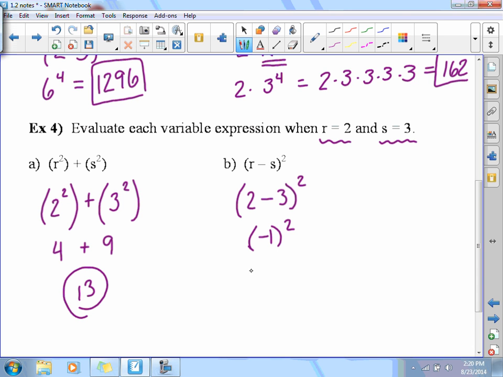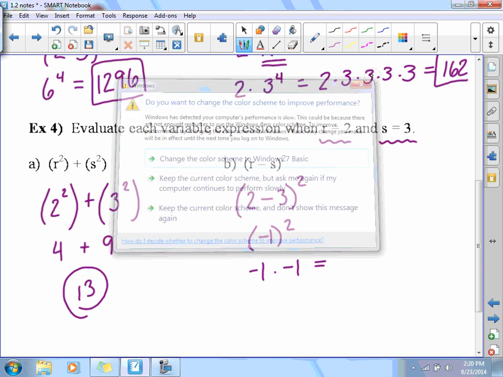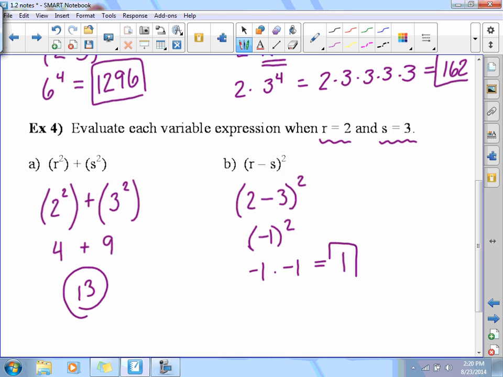This really means that I'm taking negative 1 times negative 1. Okay, the whole negative stays inside the parentheses. The whole negative 1 is being squared. And that makes a big difference in our answer when we're squaring a negative number or a positive number, because a negative times a negative gives us a positive. So we get a positive 1 for our answer.